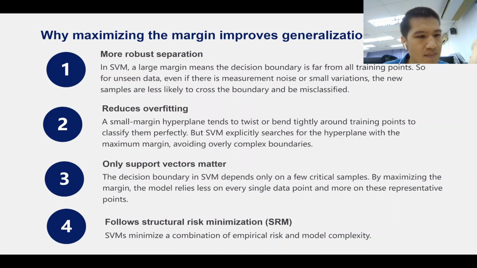Third, SVM relies on a few key points called support vectors. By maximizing the margins around these points, the decision boundary becomes more stable and less sensitive to the detailed composition of the training data. Finally, this idea borrows from the structural risk minimization principle from statistical learning theory, as we minimize a combination of empirical risk and model complexity. That's why SVMs often perform well, even with limited data.